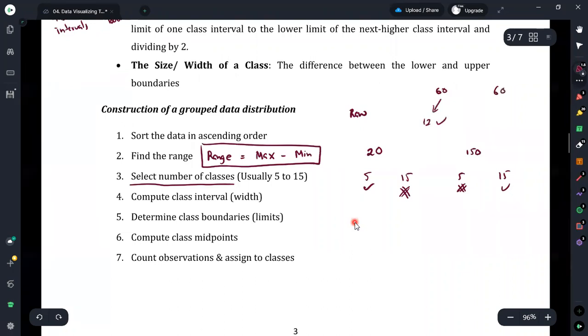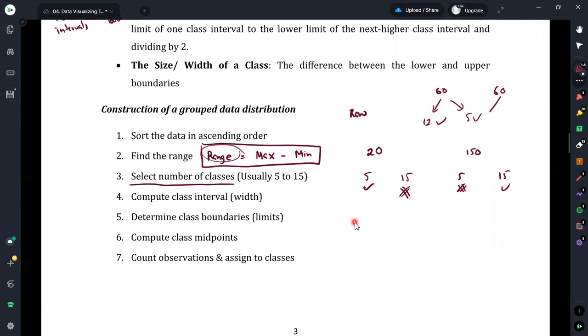Or else, even though the range is a large value, you may say that you will use 5 classes, because you have a small set of data. Therefore, this is an arbitrary value, and you can determine it based on the range that you obtain by taking the difference between the maximum value and the minimum value.